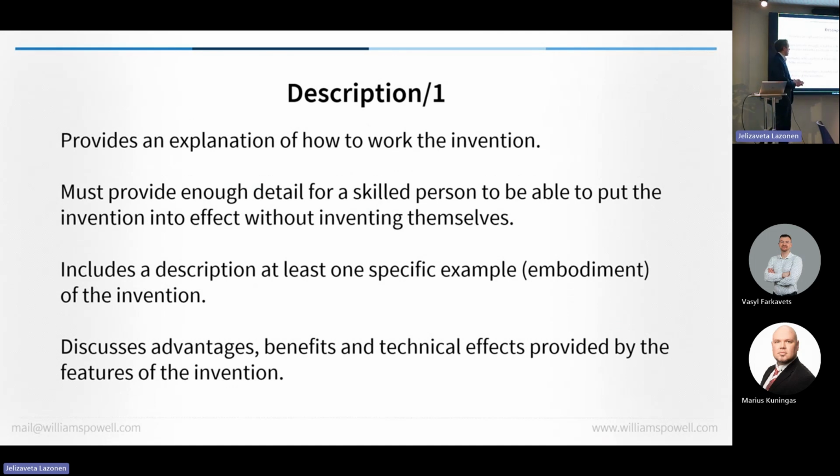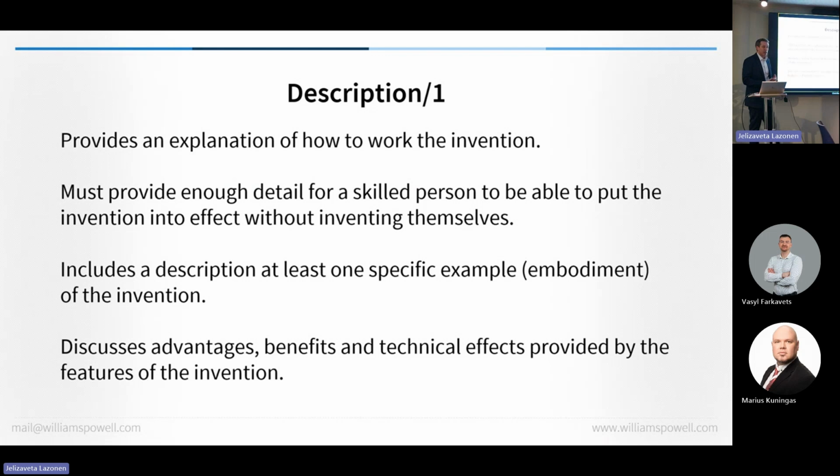So I'm just going to talk a little bit about the description, and again, we'll come on to some examples that I think will put this into play. But the purpose of the description is to explain how this invention works. So this invention that's been set out in the claims, how can we actually use it? How can we do it? How can we make it happen?